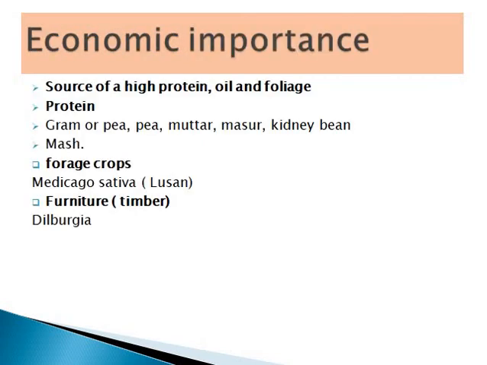And if you see the economic importance of this family, it is the main source of protein, oil, and foliage. A few pulses present here, like matar, masoor, kidney bean, and mash dal, are a high source. There are also foliage crops used for domestic animals, such as Medicago sativa, lucerne, and alfalfa. We also use the wood for making furniture, the timber of Dalbergia sissoo and acacia.